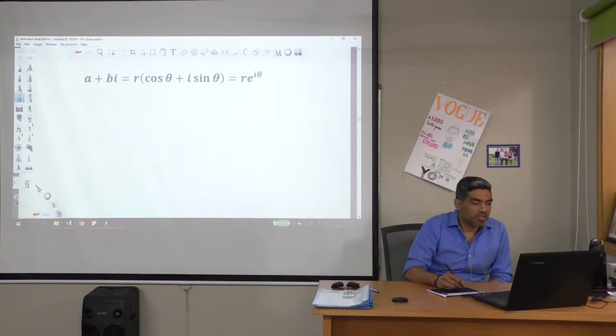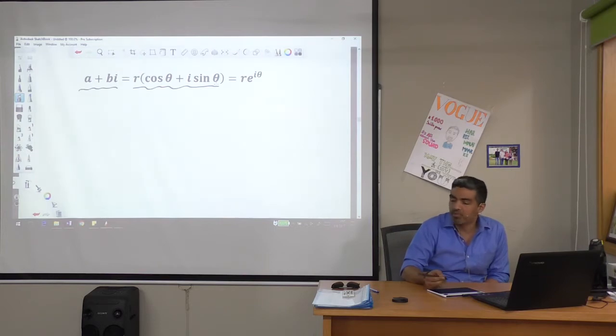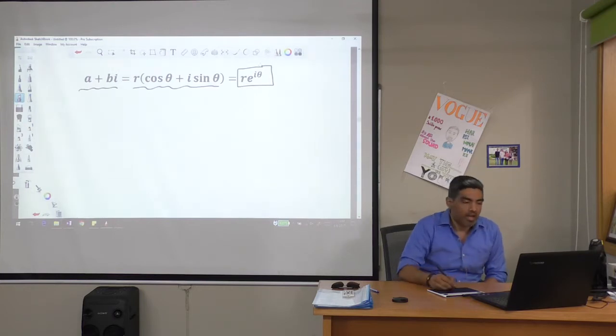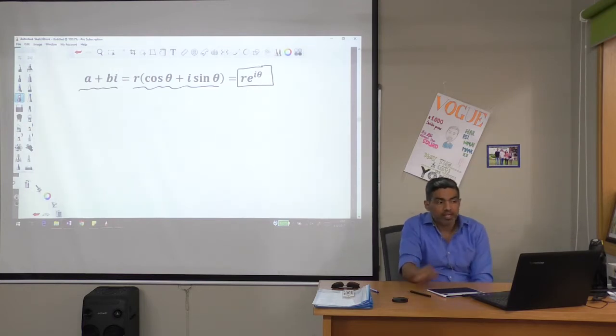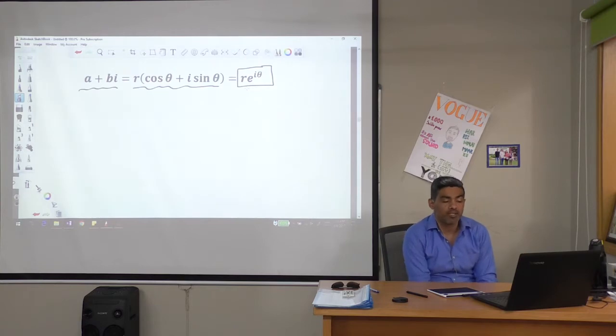This is the a plus bi form, the rectangular form. This is the polar form, also known as the modulus argument form, also called the trigonometric form. And this one is what we call the exponential form. After we do the exponential form, you realize that it is very easy to use in multiplication, division, as well as when you raise a complex number to a power, like the power 4, the power 5.